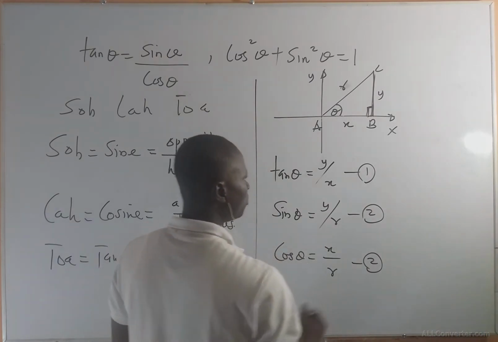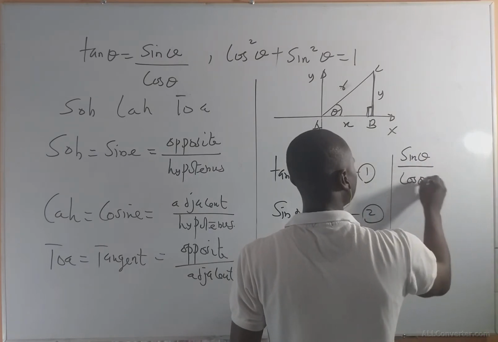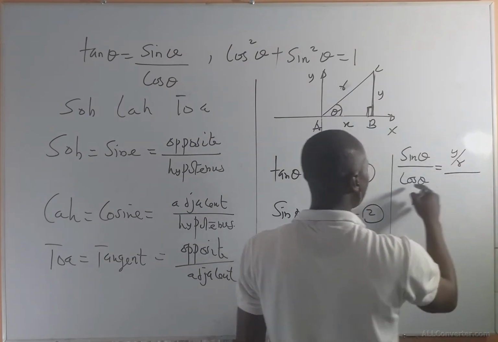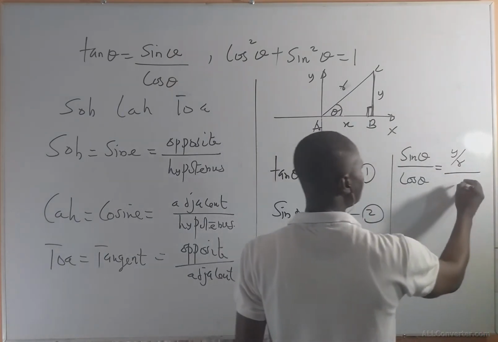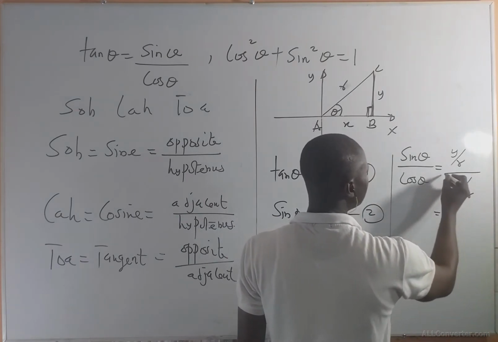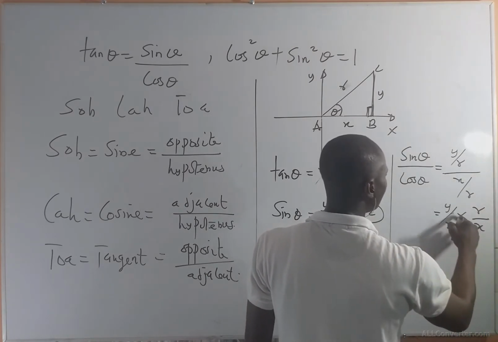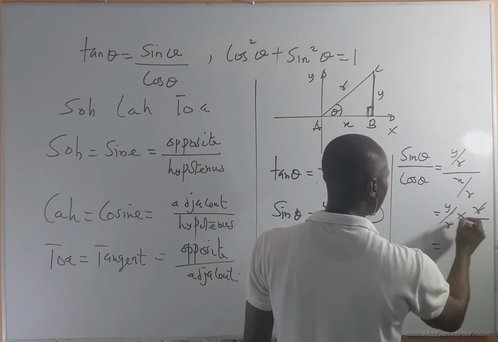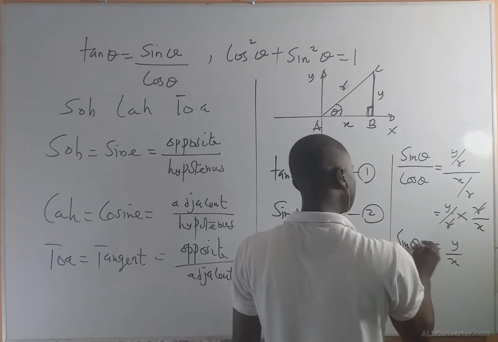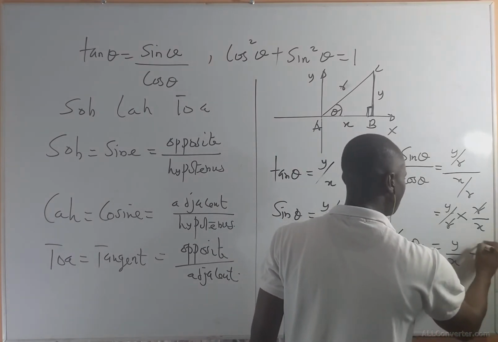Now let's divide sin theta by cos theta. Sin theta is Y over R, all divided by cos theta, which is X over R. If you want to simplify this, the division sign changes to multiplication, then the R goes up and the X comes down. The R takes the other R off, so we have Y over X left. That means that sin theta over cos theta is now Y over X. This can be equation 4.